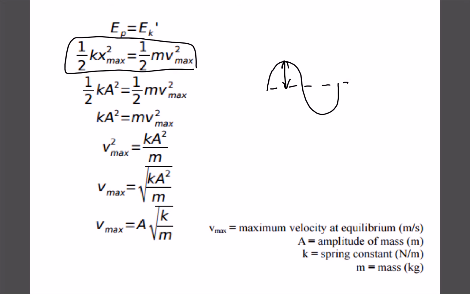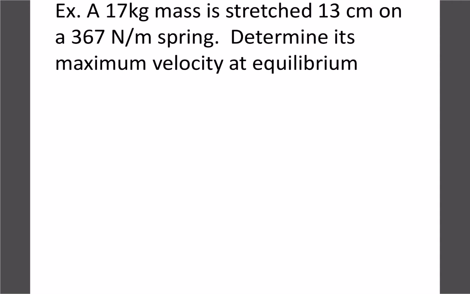So if we cancel out the halves, bring the m over, you'd have kA squared divided by m. Square root both sides, and because it's A squared and square rooting, we can simplify it to v equals A square root of k over m. So really all we need to calculate the maximum speed is the k, the spring constant, how far we're stretching it, and what the mass of the object is on the spring.